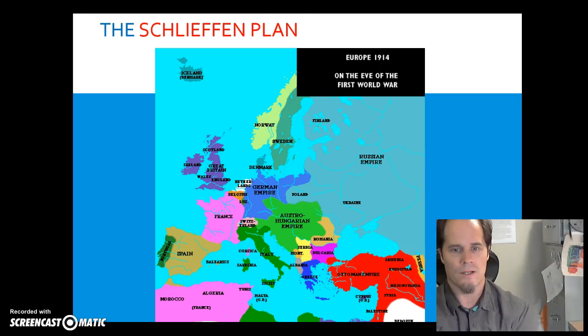Now, to make matters more interesting, the Germans had been preparing militarily for some sort of invasion by their neighbors on the European continent. They'd been doing this for probably over a decade. It was known as the Schlieffen Plan, which I have up here.